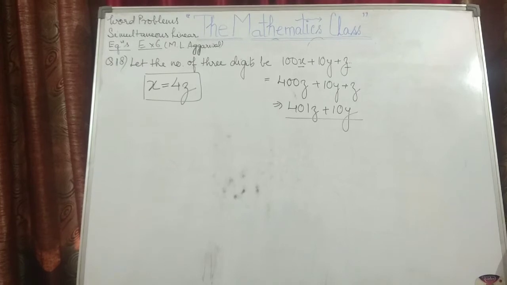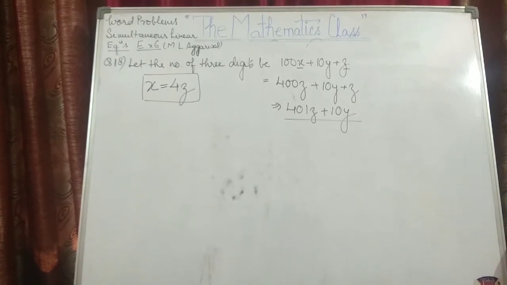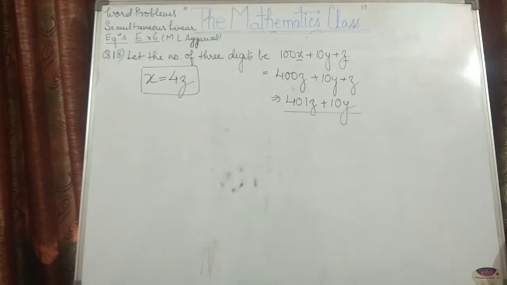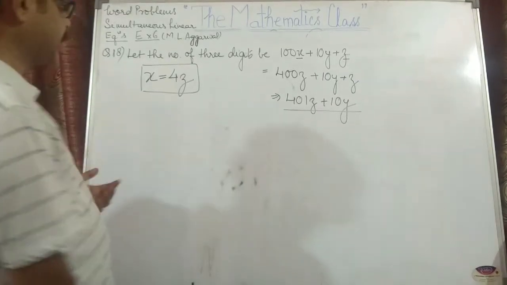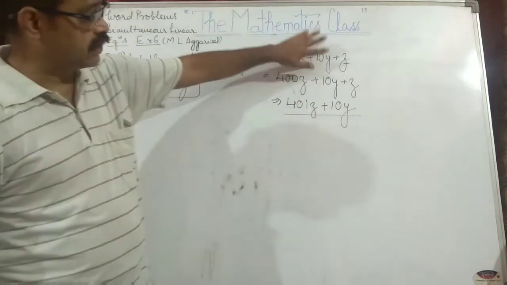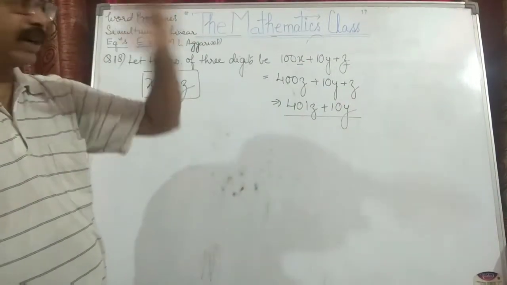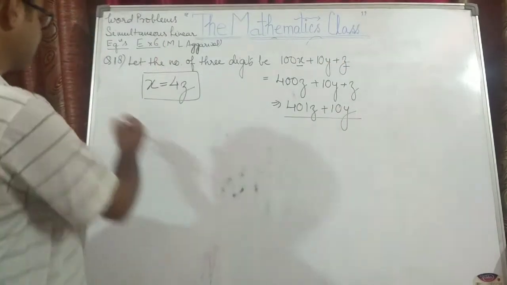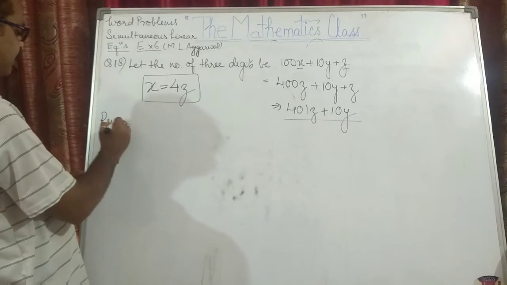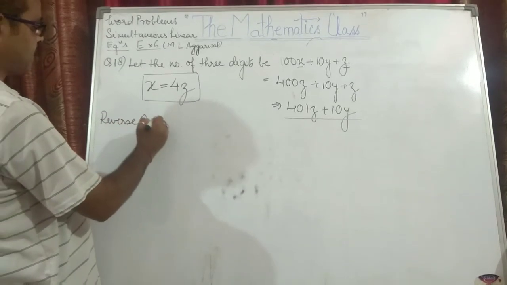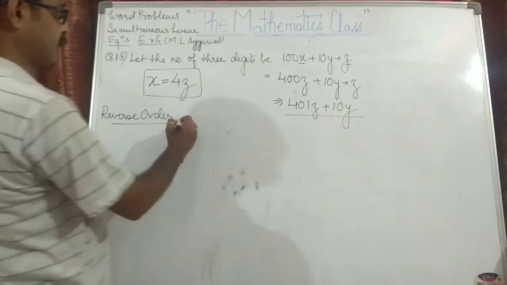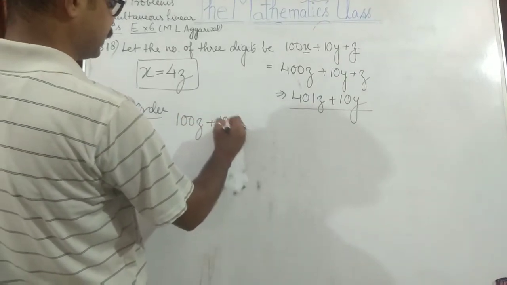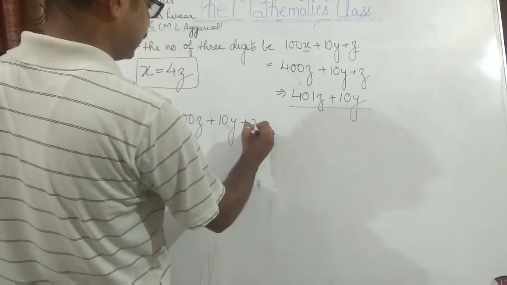Now second part. They say that if the digits are written in reverse order, the value of the number is decreased by 594. If the digits are written in reverse order, it means x and z interchange. So the reverse order will be 100z plus 10y plus x.